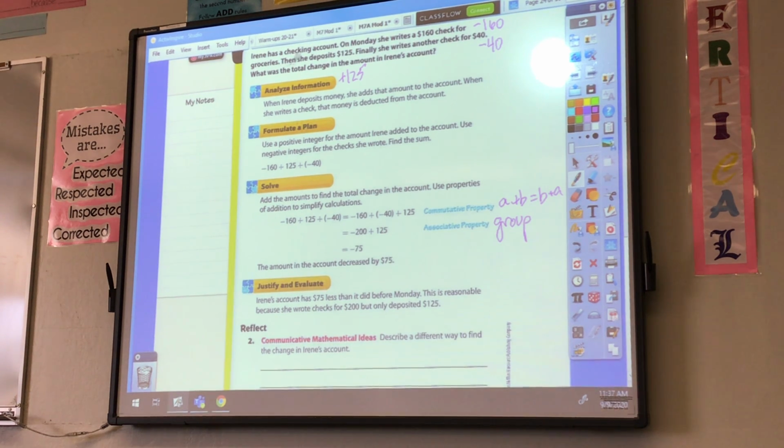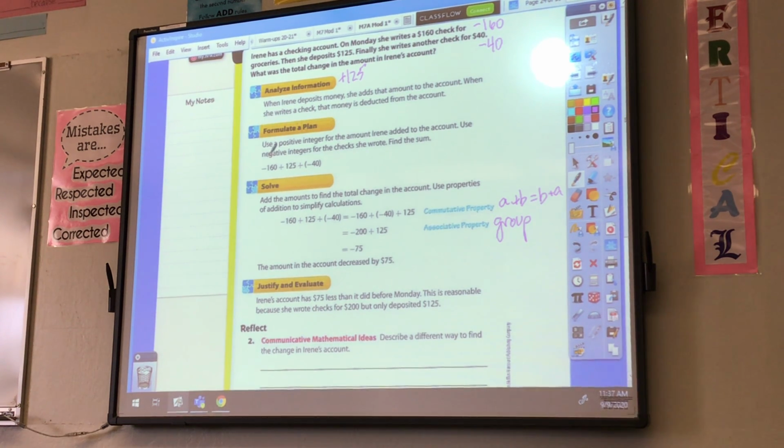And it says what was the total change in the amount in her account. So we don't know how much she started with. But we can see, did she spend more or did she earn more? So that's going to kind of help us also. If she spent more, she should be negative, right? If you spend more than you have, that means you owe.